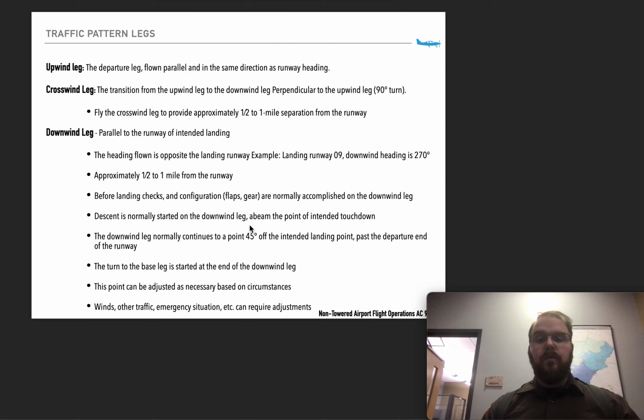Descent is normally started in the downwind leg once you're abeam the point of intended touchdown. So once you hit those 1,000-foot markers, that's when you pull your power back, you start your descent, and you fly in at your airplane's recommended airspeed. The downwind leg continues to a point approximately 45 degrees if in a left pattern off your left shoulder to your intended landing point, and that's where you're going to start your base turn. The turn to base is started at the end of the downwind leg. This can be adjusted as necessary based on circumstances such as wind, other traffic, an emergency situation on the airfield, and you can adjust accordingly in your downwind leg.